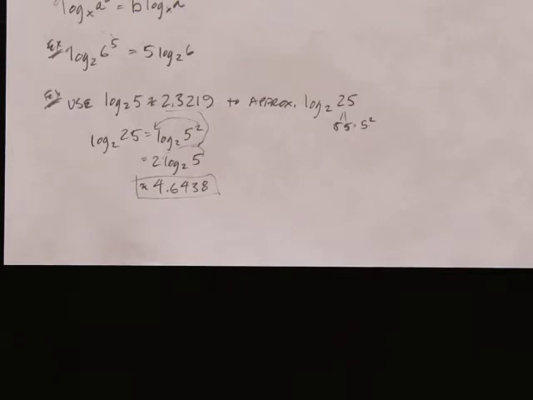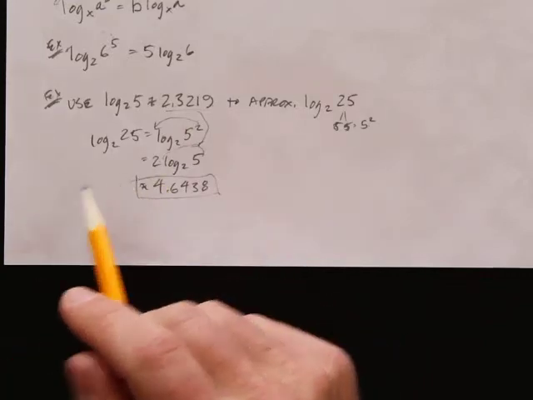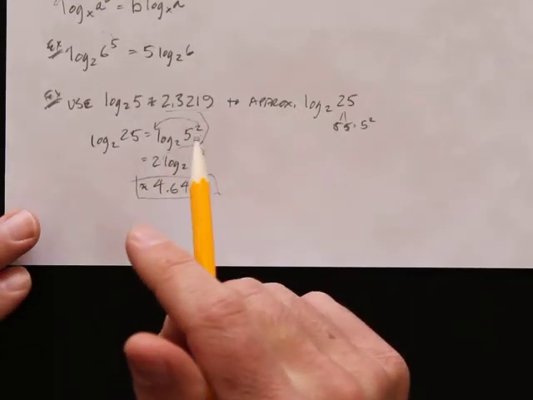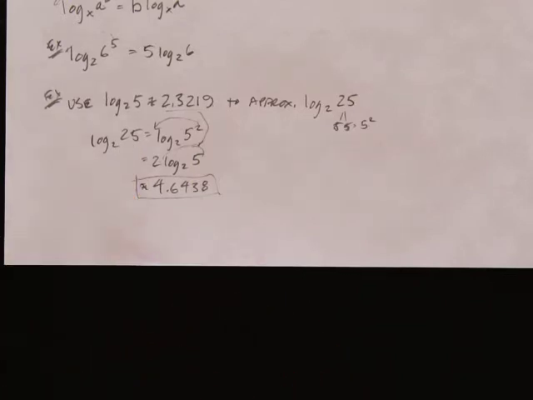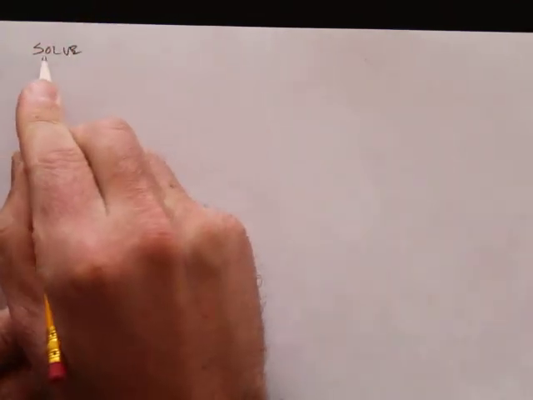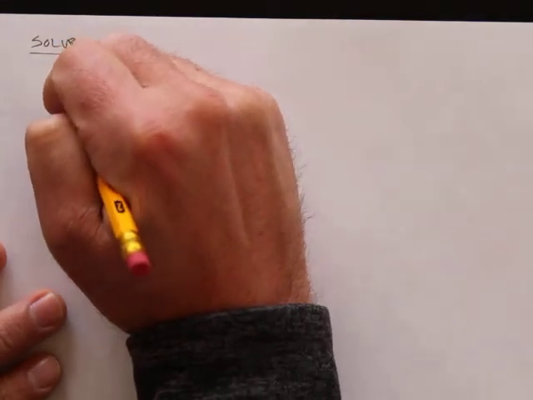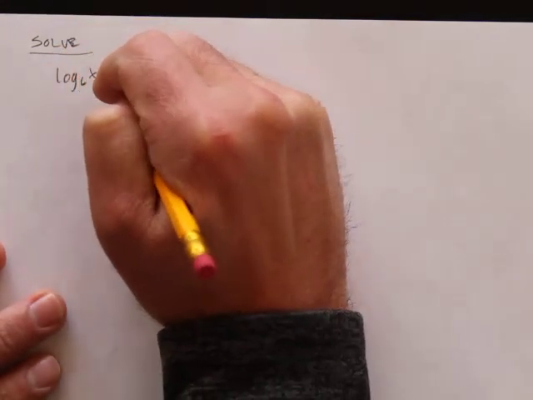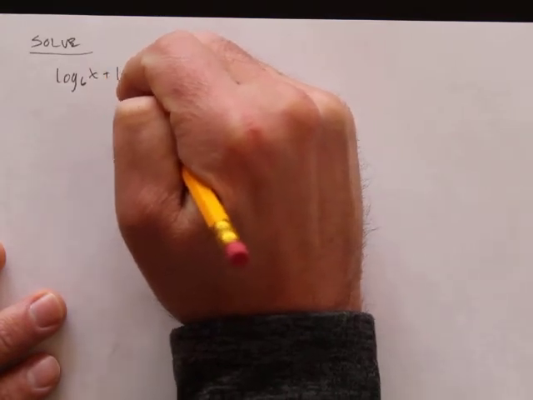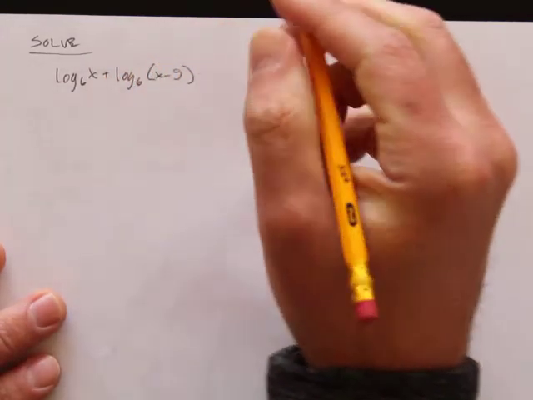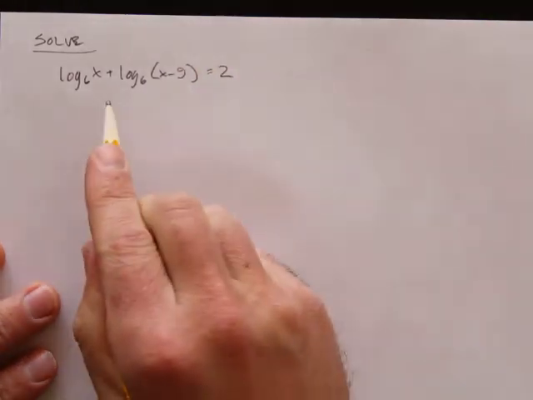Now I'd like to do an example of how to solve for a variable if we have one. So let's go ahead and do that. Here comes an example we're going to solve using the properties that we know now. I've got log base 6 of x plus log base 6 of x minus 9 equals 2. I'm going to solve for x.